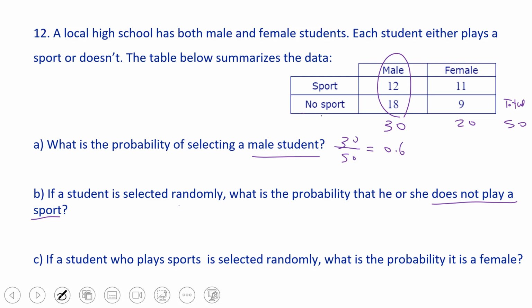Now, a student is selected randomly. What is the probability that he or she doesn't play a sport, right? So doesn't play sport is this one. How many do you have? 18 plus 9 over the total, which is 50, and you get the percentage, right?